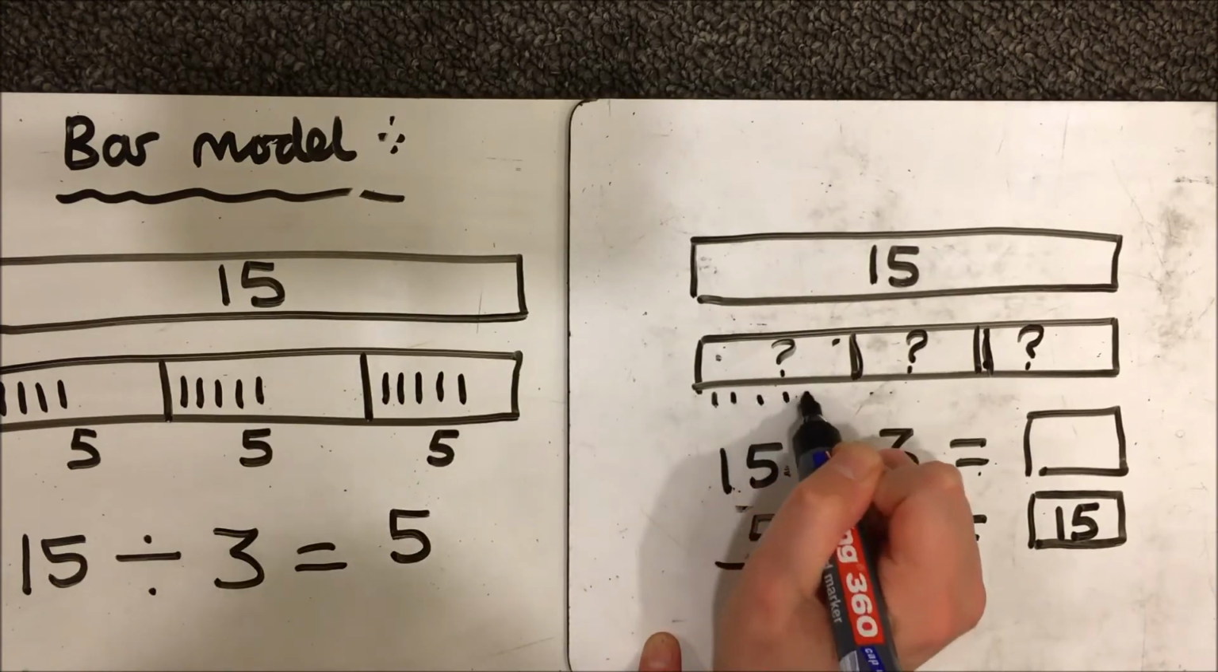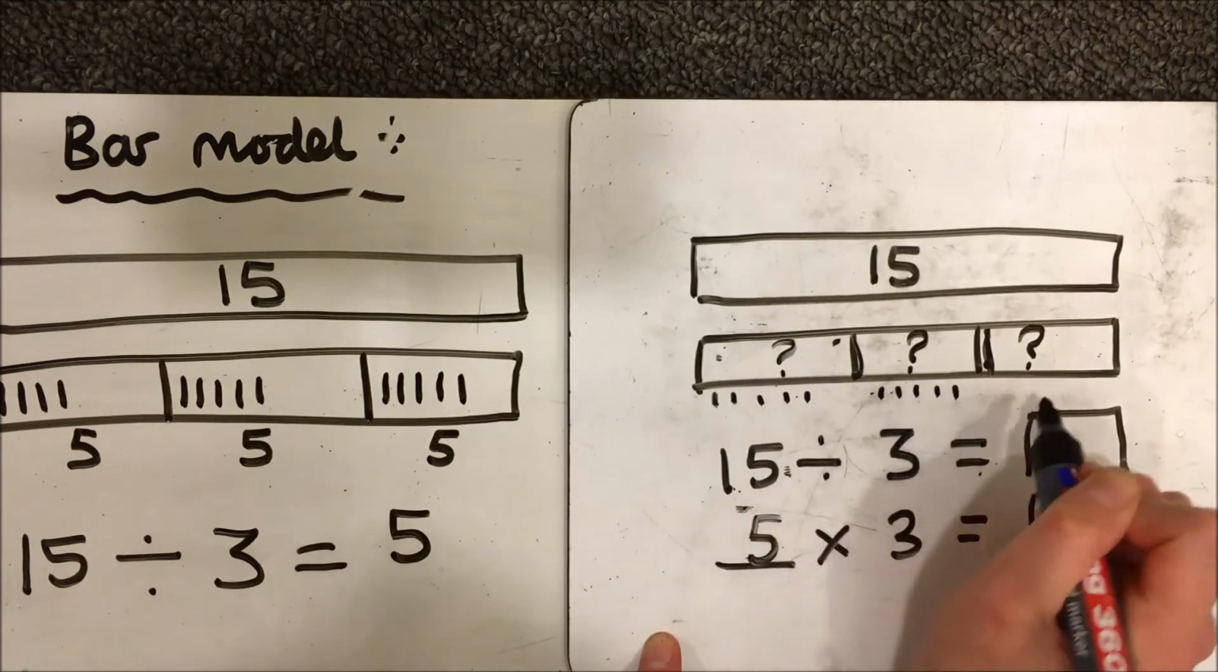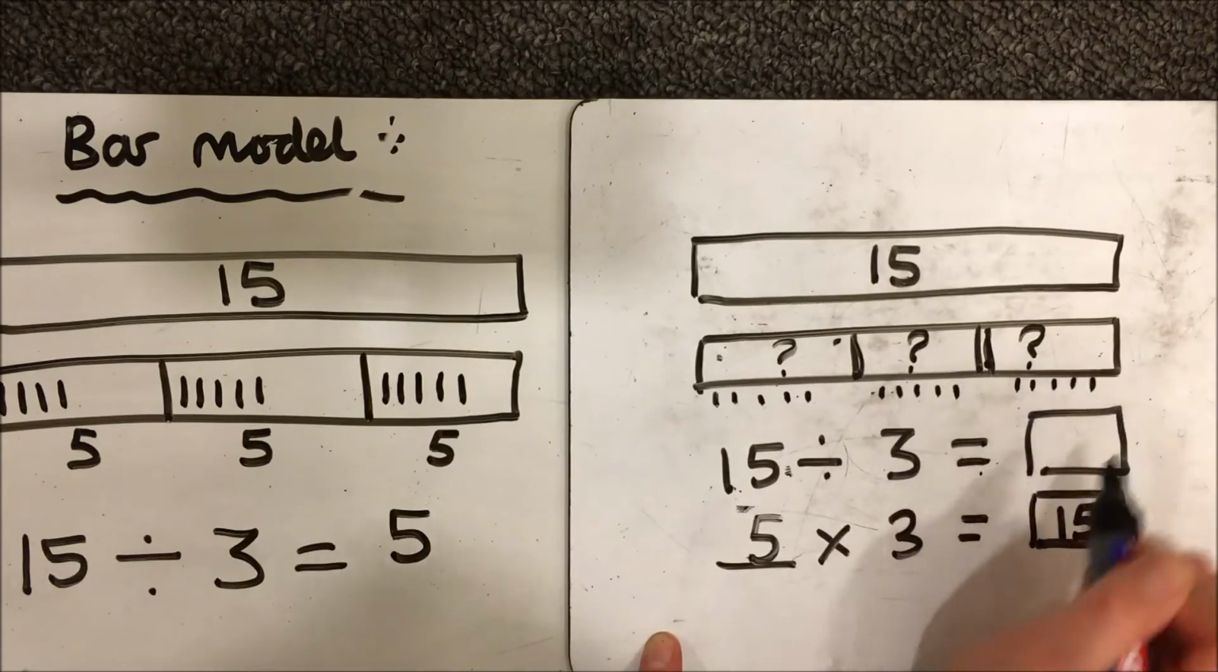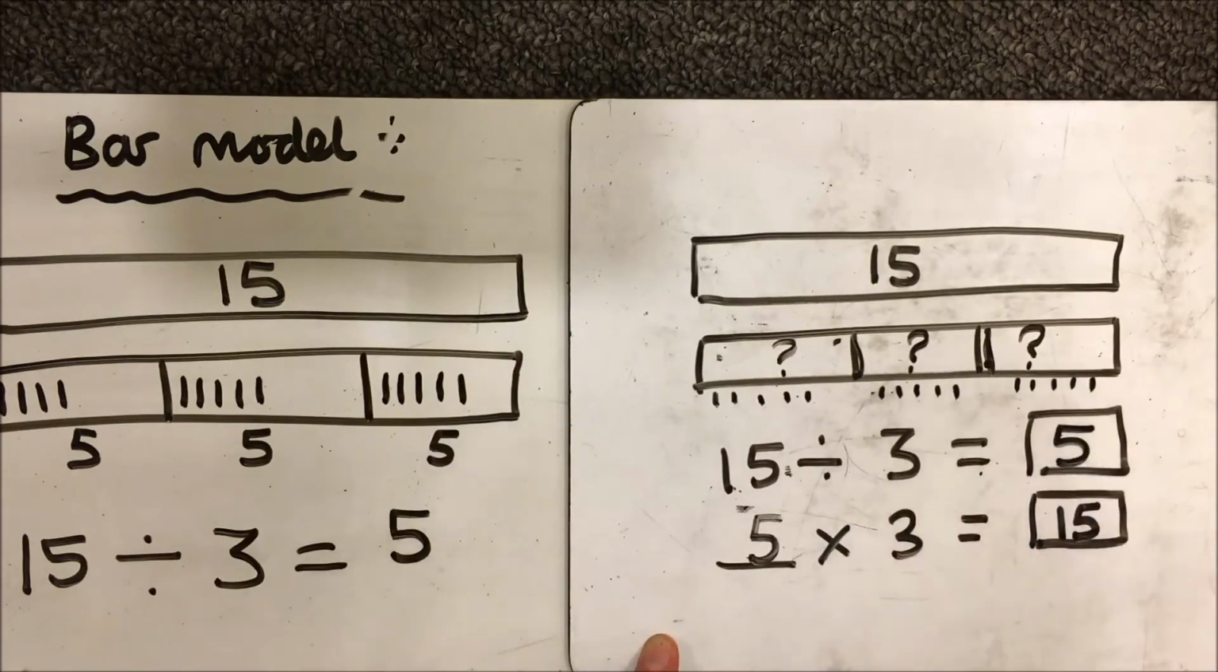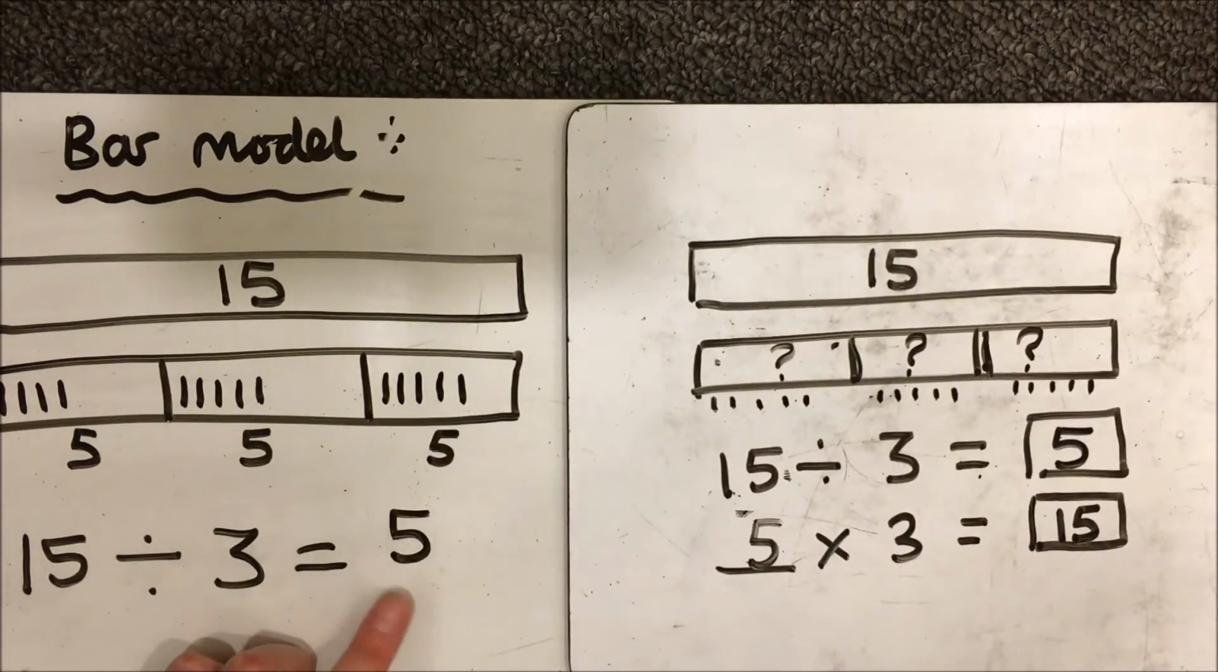1, 2, 3, 4, 5. 1, 2, 3, 4, 5. 1, 2, 3, 4, 5. Can you see that's the same as our answer here? Same as here, same as here. So we can use times tables to help us with divide because they are opposites and they help.